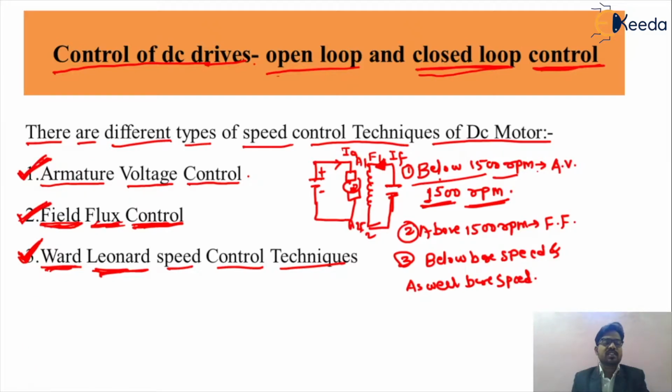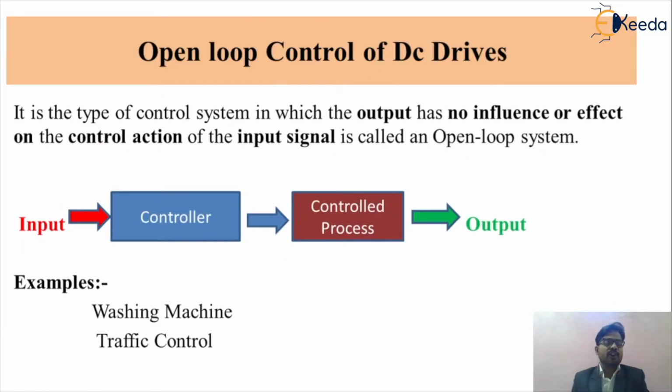So friends, we will start with the first method, called open loop control of drive, because there are two types of control system. The first is called open loop control system and the second is called closed loop control system. But before we start, you should know the different basic speed control techniques of DC drives. If you know the basic speed control techniques of your DC drive, then you can apply the control system to that motor.